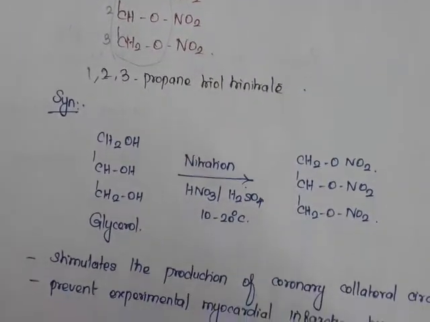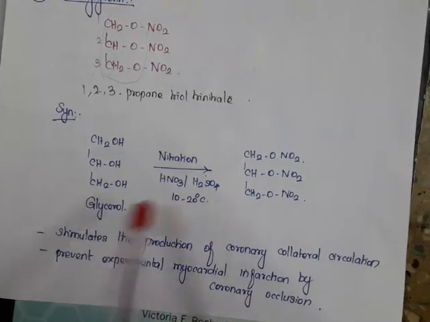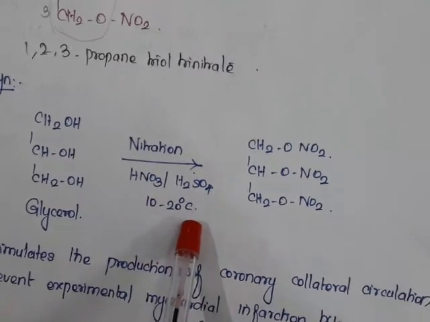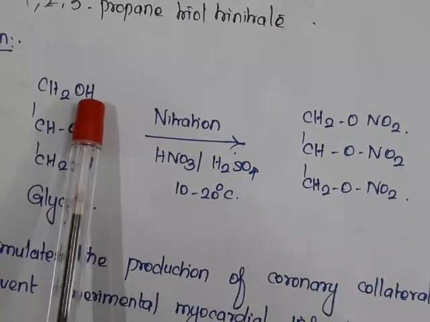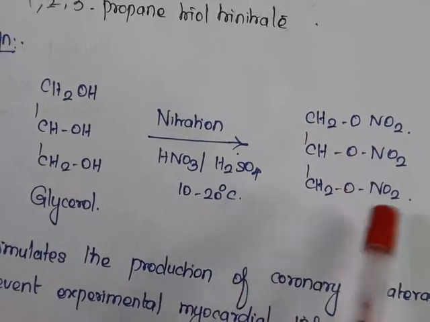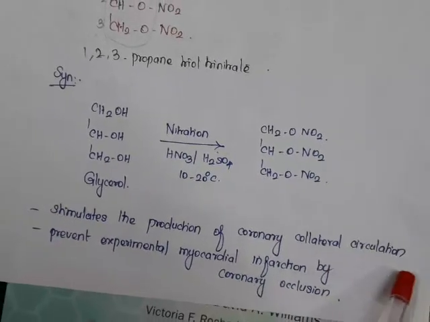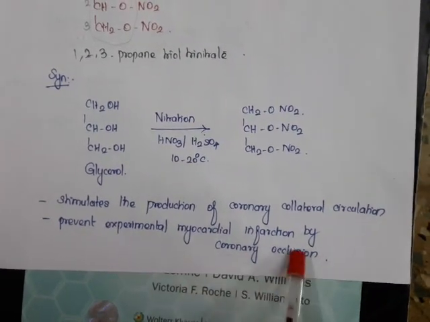Okay. Now we will see the synthesis. Starting material is glycerol. The glycerol undergoes nitration by means of nitric acid and sulfuric acid at 10 to 20 degrees centigrade. What happens? This is nitrated. So here the H is replaced by NO2. So we are getting nitroglycerin. It stimulates the production of coronary collateral circulation and also prevents experimental myocardial infarction by coronary occlusion.